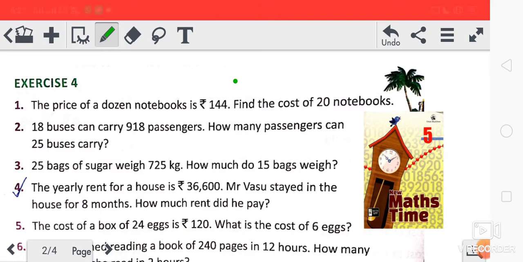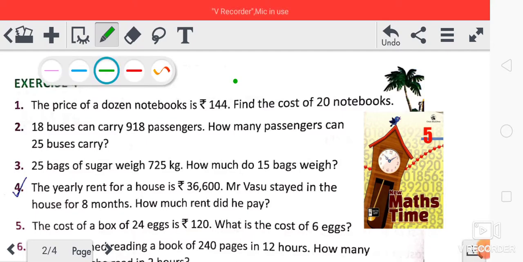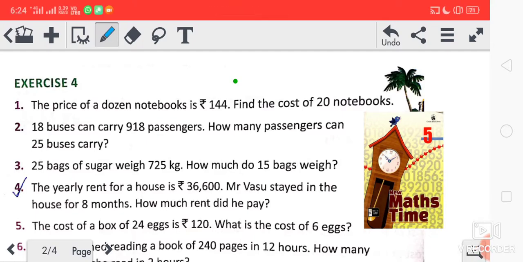In the previous class we have already discussed the concept of the unitary method, and this exercise is based on that only. Okay, so we'll come to the exercise 4. So what is the question? Exercise 4, first question, look at here.